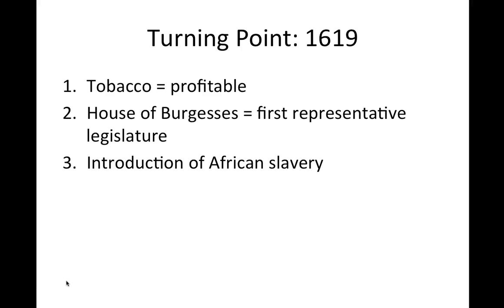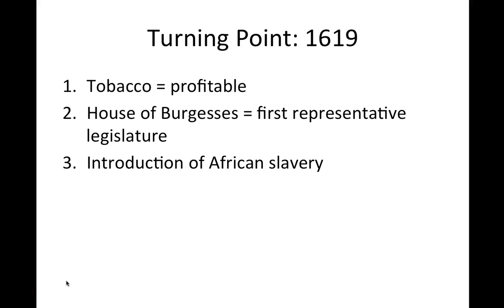But John Rolfe, the guy who marries Pocahontas, he sort of figures out that there is a strain of tobacco that can grow well in the Chesapeake region. And tobacco is an addictive drug. It becomes fashionable in England to use this addictive drug. And so now you finally have a money-making opportunity.